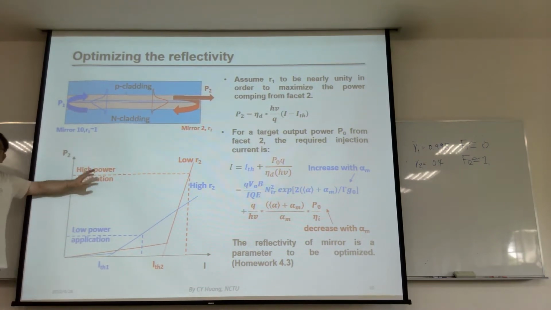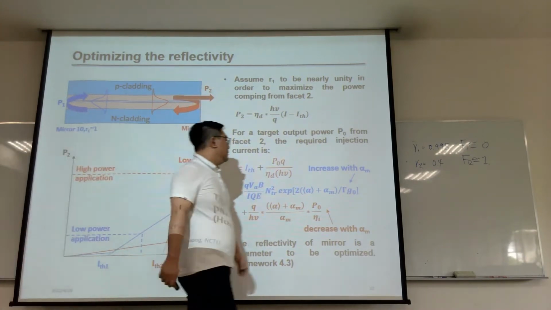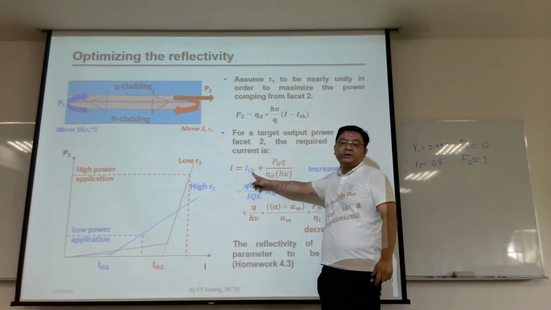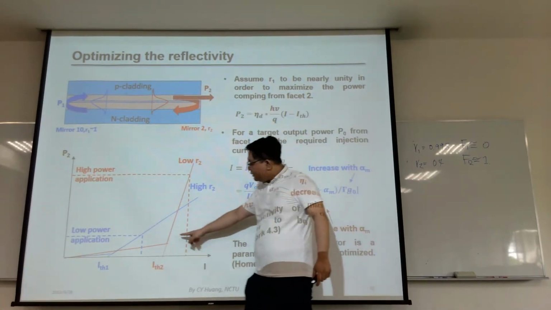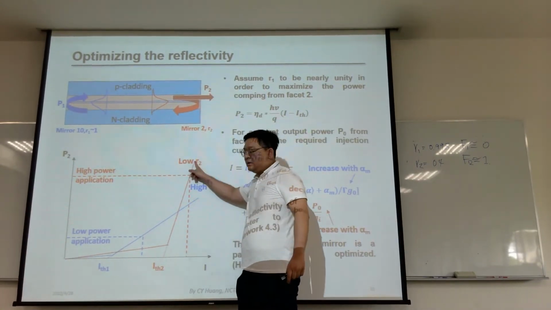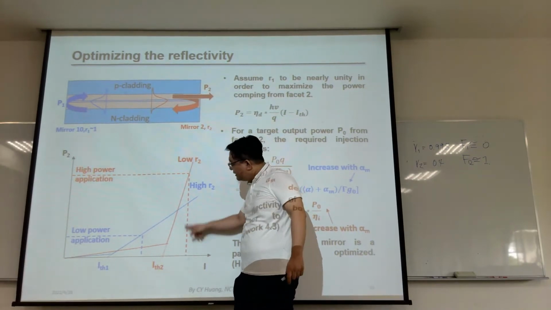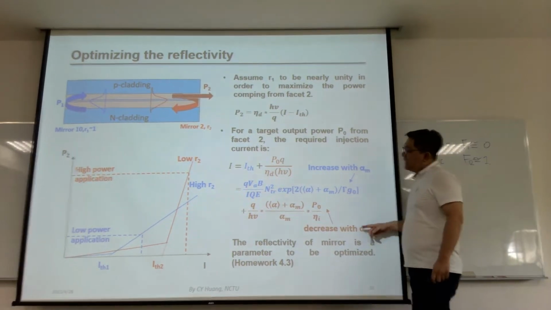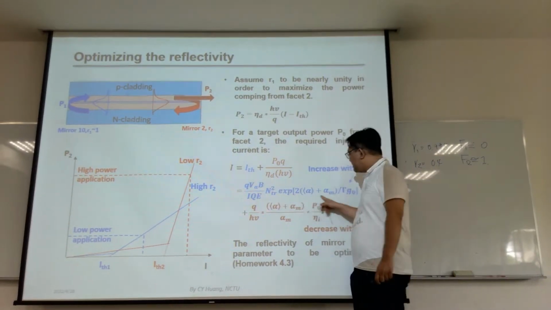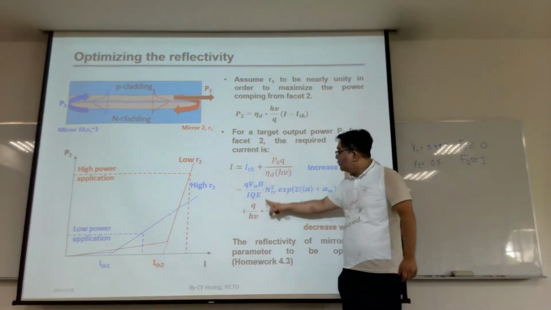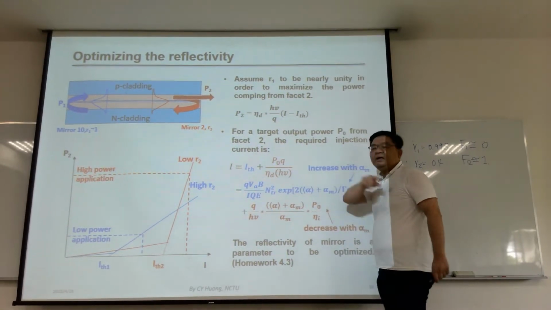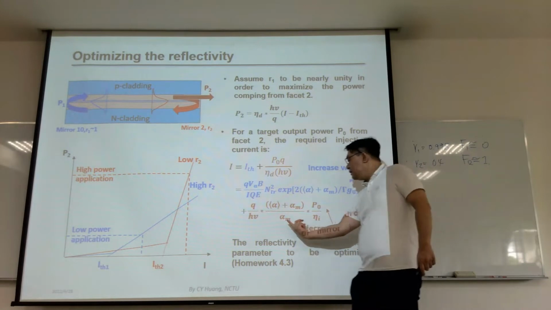So it is a value that needs to be optimized. This is also a homework for you. You can see the operation current will be your threshold current plus, since you know the slope, the power divided by the slope. So it will be I_th as this term, and the second term will be P0 q divided by zeta_D divided by h nu. That is the second current.